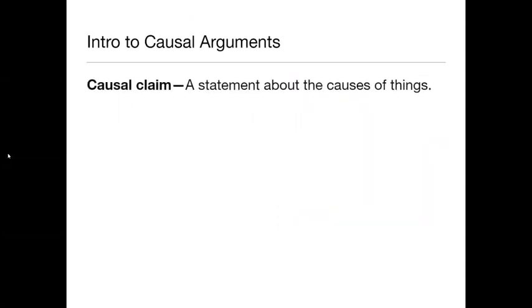So let's say a little bit of background about causal reasoning. As I said, we use a lot of causal claims every day, and we use them in simple contexts as well as more complex ones. So a causal claim, we already know what a claim is. A causal claim is just a statement about the causes of things. So a simple example would be smoking causes lung cancer.